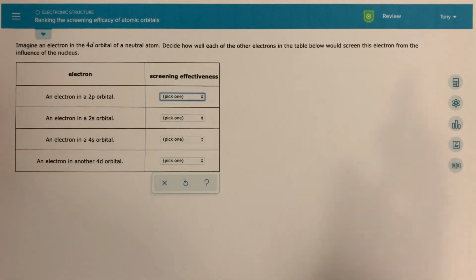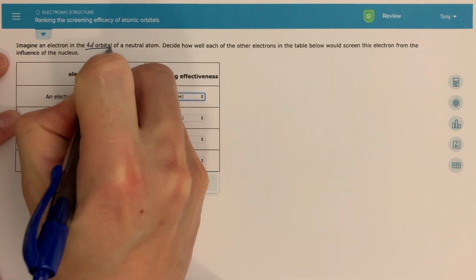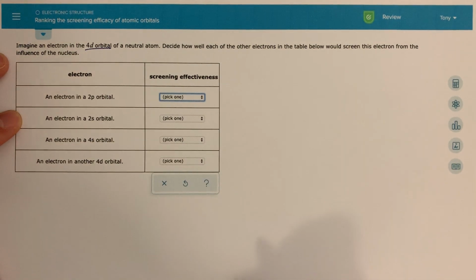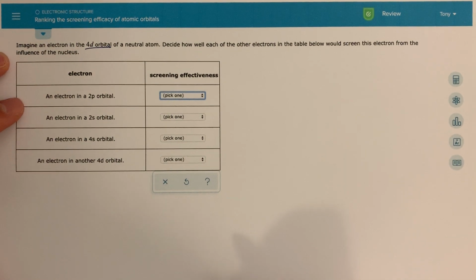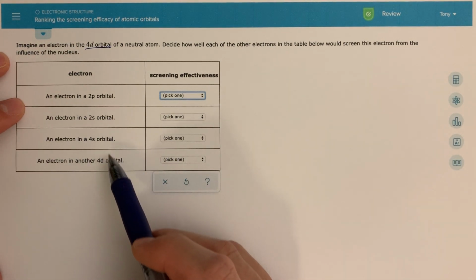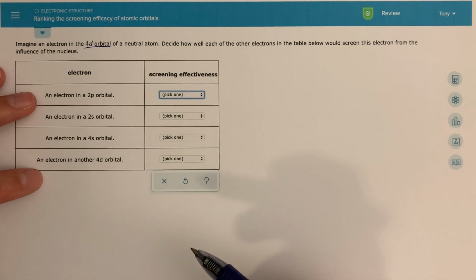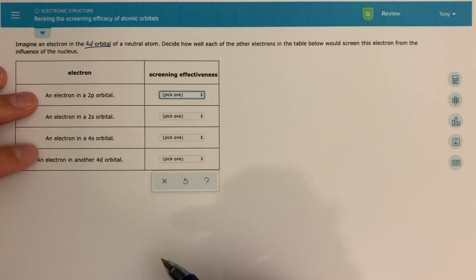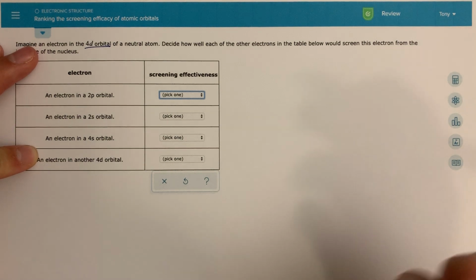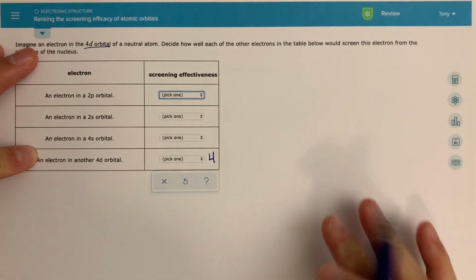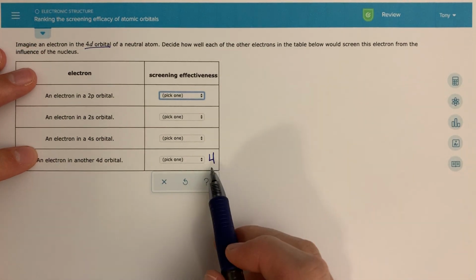In this one, we've got a 4d electron, so an electron in the 4d orbital. Then we've got 2p, 2s, 4s, and 4d. Just like last time, if the electrons are in the same orbital, they're going to do the worst job of screening or shielding. So that's going to be number 4.